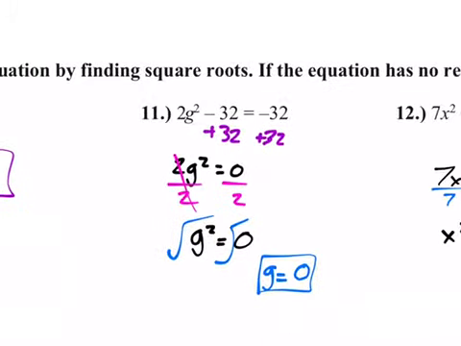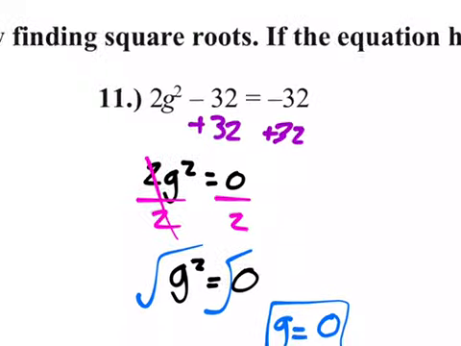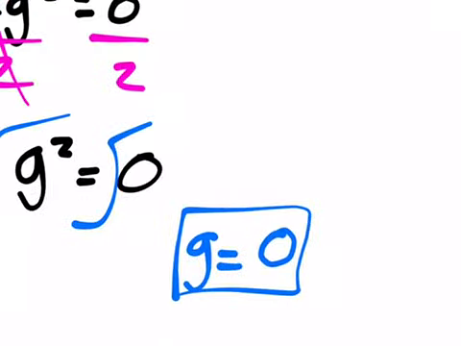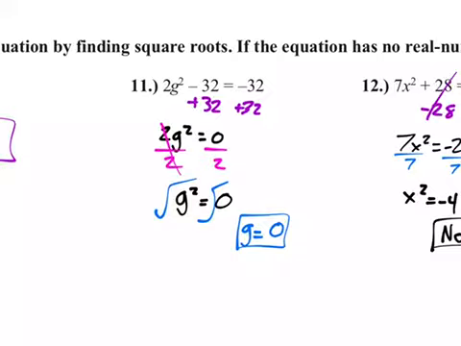This one here, before I'm ready to square root, I had to clear out the 2. I had to divide both sides by the 2. Square root. Now 0 doesn't get a plus or minus because it's just 0 either way. That would be an example of one solution.